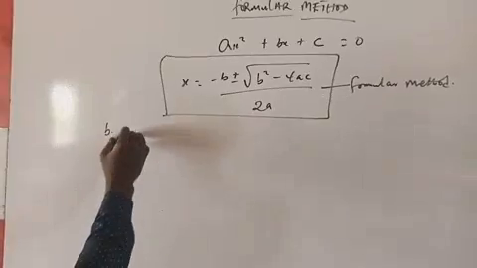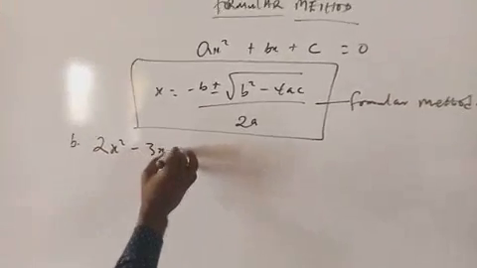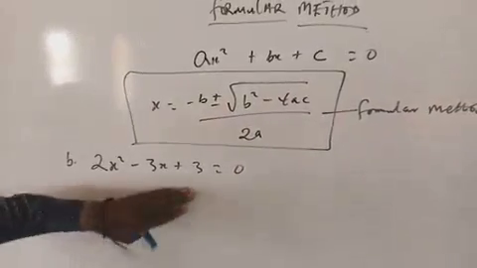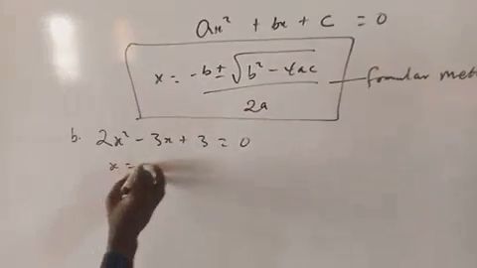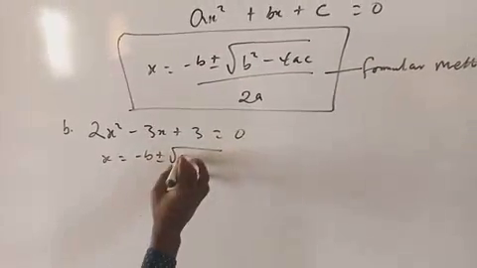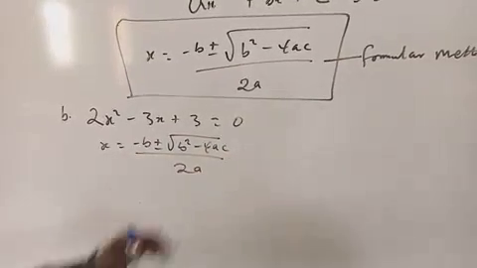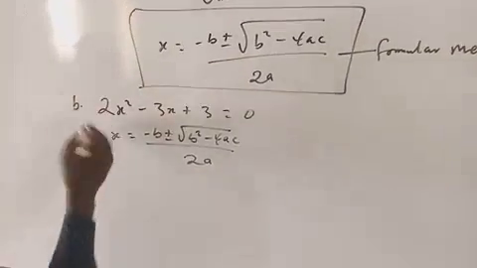Okay, let's have this question: x squared minus 3x plus 3 equals 0. We're asked to use the quadratic formula to solve this. So quickly, I'll do that. x equals minus b plus or minus the square root of b squared minus 4ac, over 2a. This is my formula. So I guess by now you know what a is.